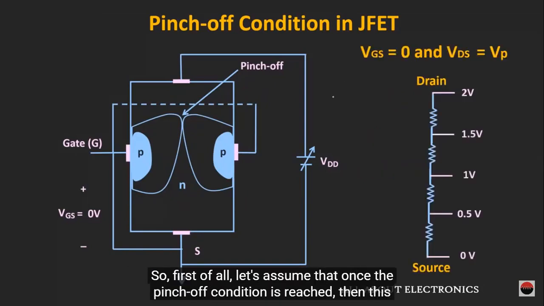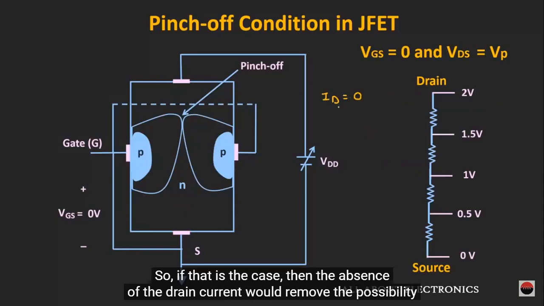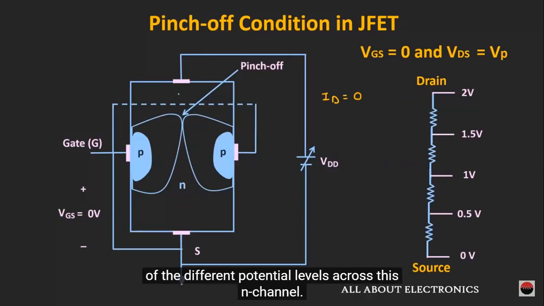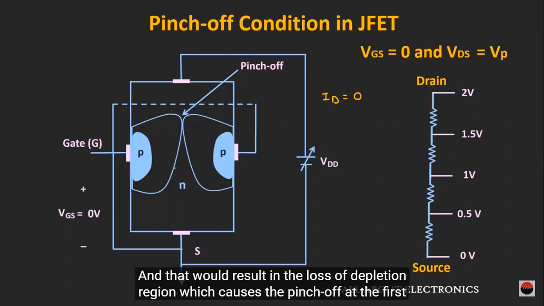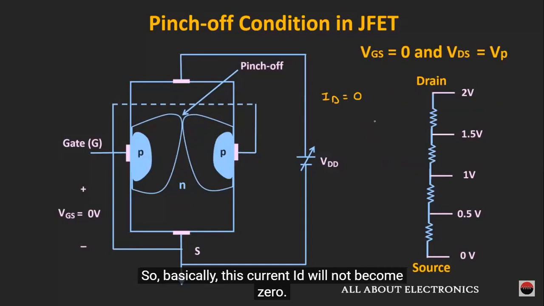First of all, let us assume that once the pinch-off condition is reached, this current ID is equal to 0. If that is the case, then the absence of the drain current would remove the possibility of the different potential levels across this N channel. And due to that, the reverse bias across the PN junction would be removed. And that would result in the loss of the depletion region, which caused the pinch-off in the first place. So basically, this current ID will not become 0.